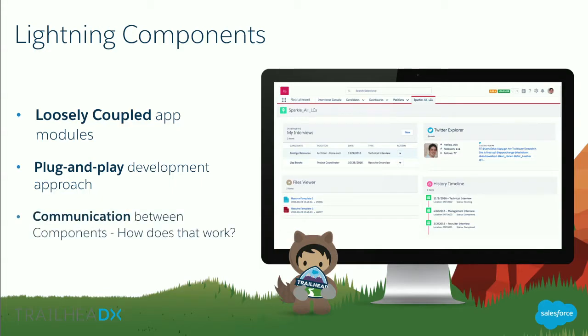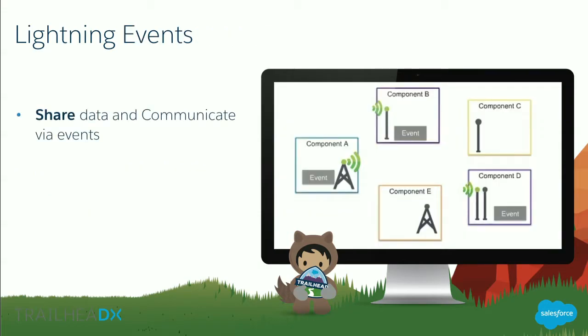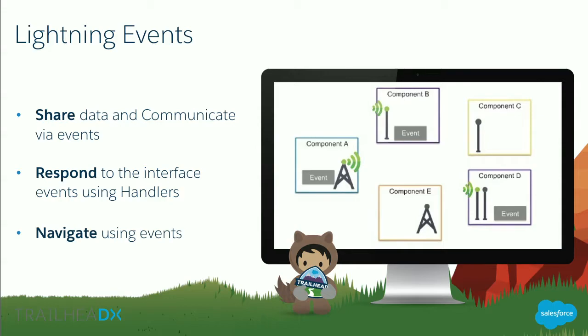And so this brings us to the first topic of our session, which is, how does communication work between these Lightning components, right? Somehow they need to talk, because people build applications with all these loosely coupled app modules. So the answer is communication on the Lightning framework happens through the use of Lightning events, which you guys can use to share data and communicate between Lightning components, the ones that you build and the ones that other developers build. And you can also use events to respond to interface events from the Lightning framework. You can also use events to navigate the user to different places on Salesforce One and Lightning Experience, and we're going to show you guys some examples of that.